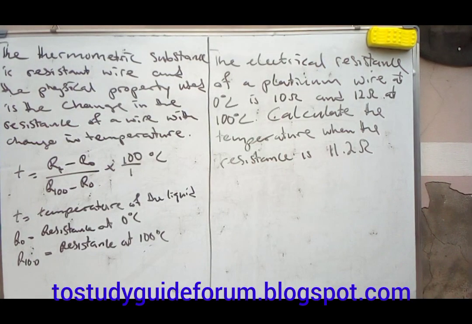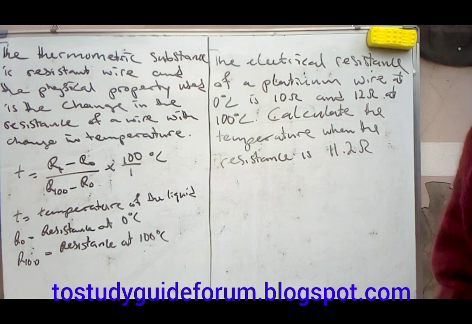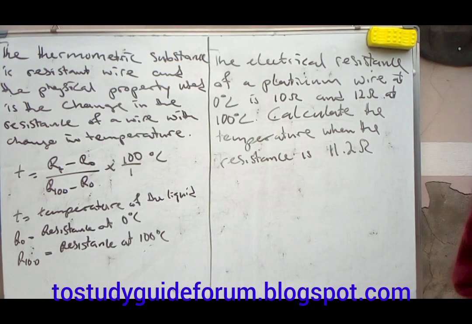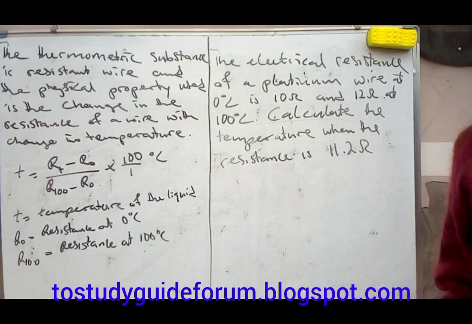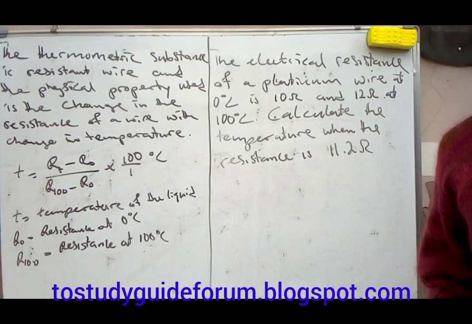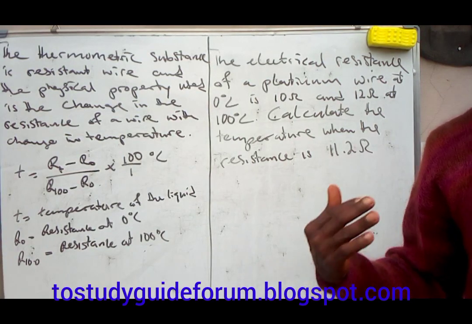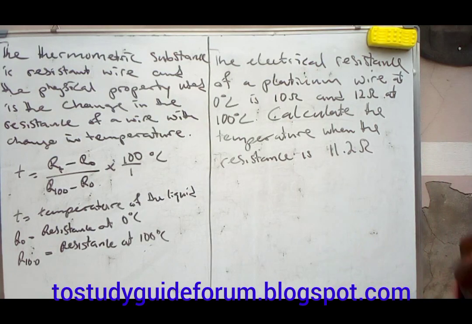Today we'll be looking at how to calculate temperature using a resistance thermometer. That is what we're going to do today. In a resistance thermometer, the thermometric substance is the resistance wire. The physical property we use in assessing the temperature of any liquid is the fact that the resistance of any wire varies with change in temperature. The resistance changes as the temperature of the substance changes.